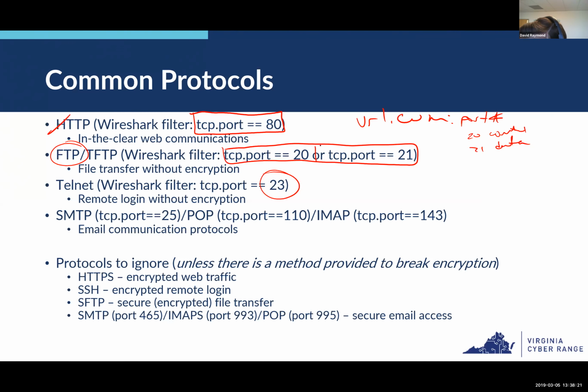And in Wireshark, maybe what we have to do is this, not or. You have to do this thing, I think, or maybe the or will work. I don't remember. We'll try it in a minute. Telnet traffic generally runs on port 23.